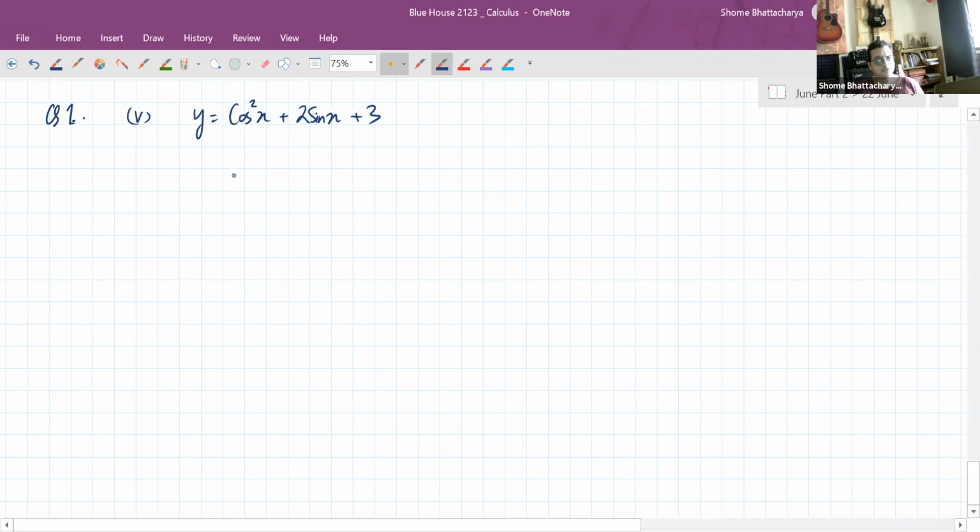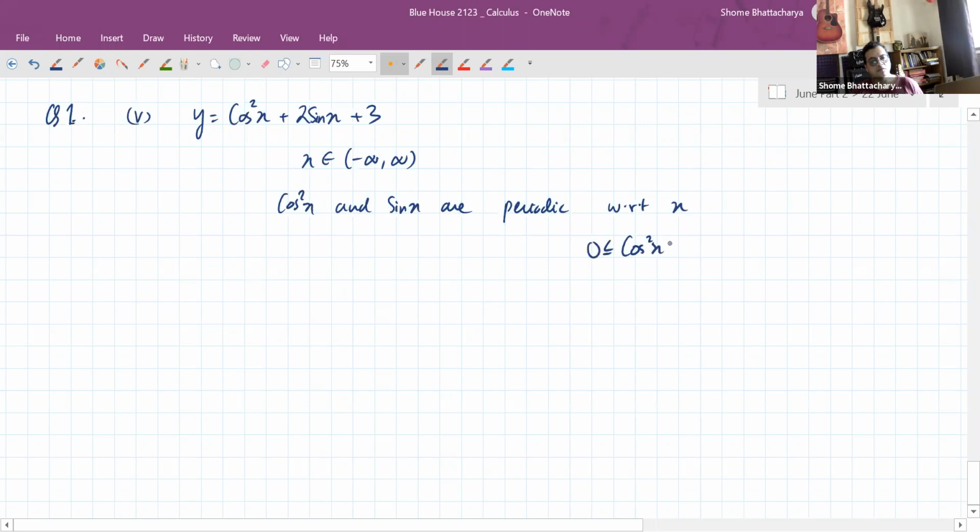Anyhow, so again, you can see that x belongs to the set of all real numbers. But cos square x and sin x are periodic with respect to x. Cos square x ranges between 0 and 1, and sin x ranges between -1 and 1.